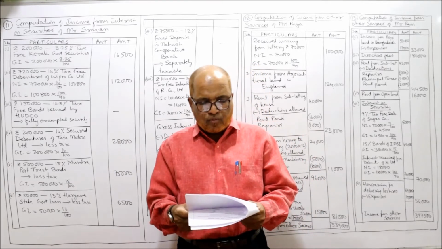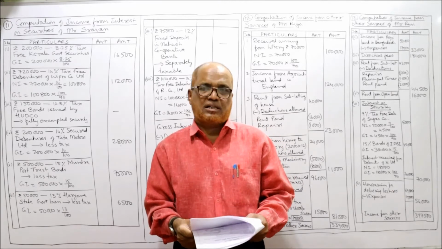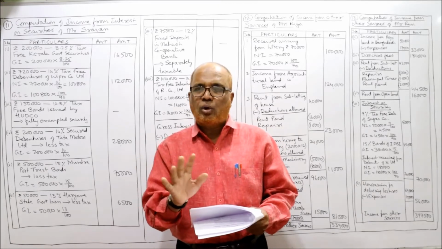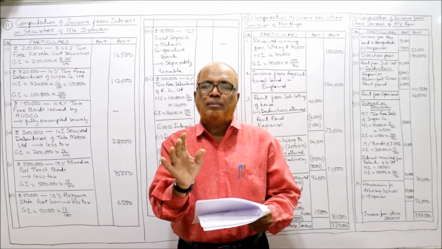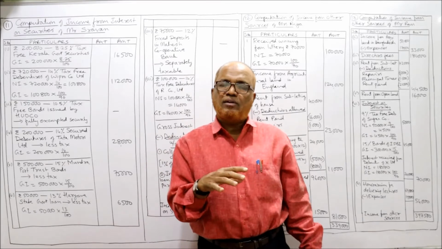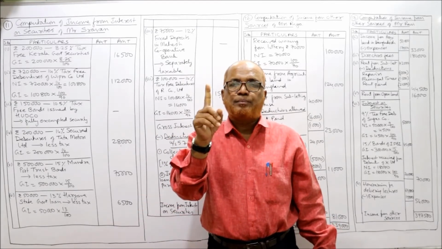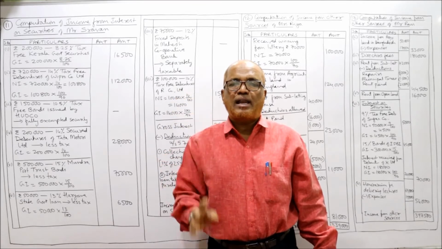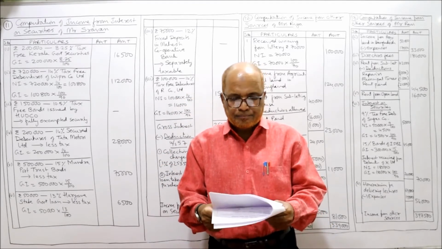Then rupees 2 lakh, 14% secured debentures of Tata Motors unlisted. Listed, unlisted, no difference at all. It is given secured debentures of Tata Limited. It is not given tax-free. When it is not given tax-free, it is a less tax, and less tax means only one step. Gross interest is equal to face value into rate by 100. So 2 lakh into 14 by 100.